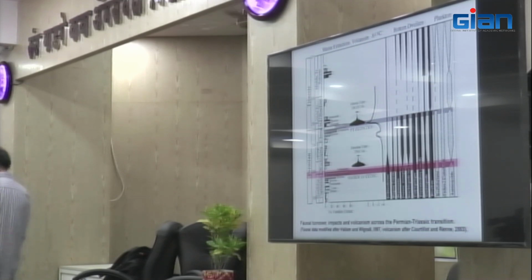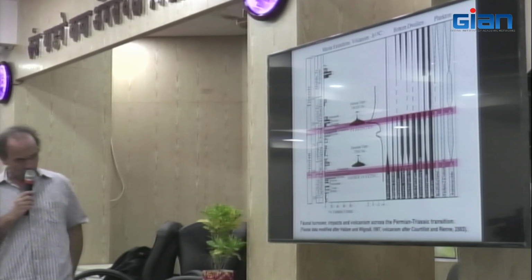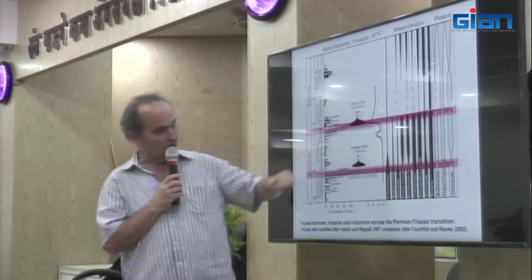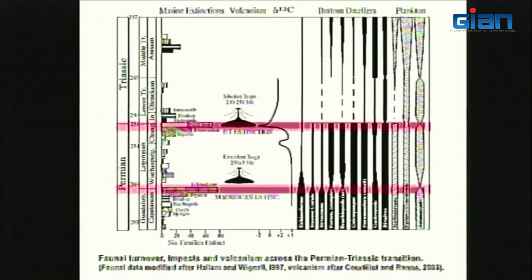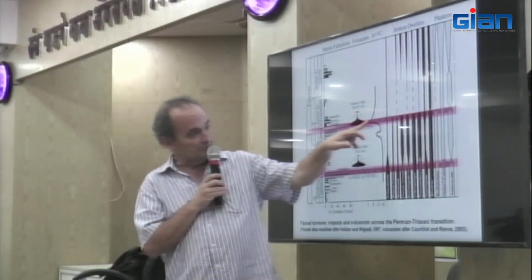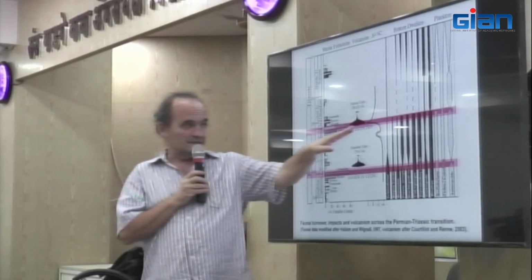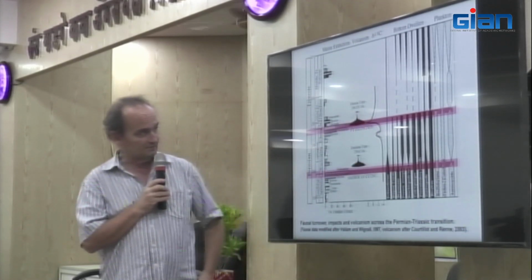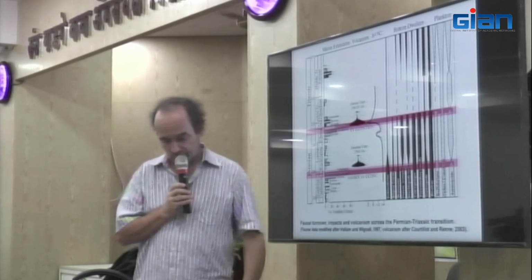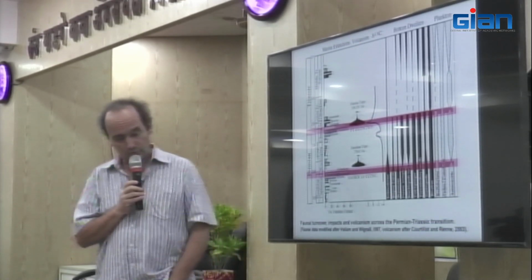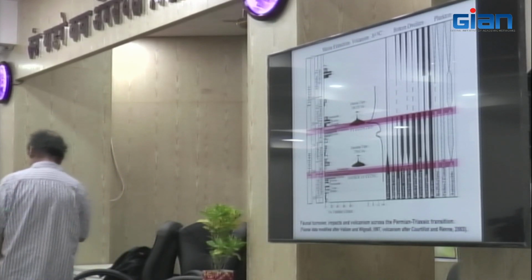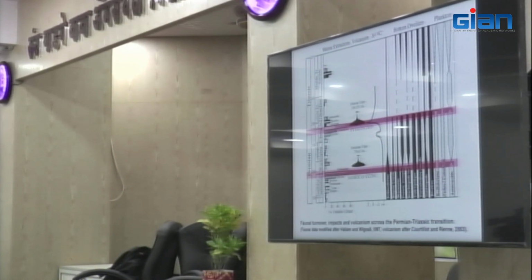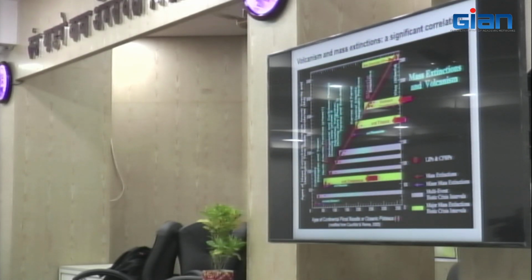This is not very sure, but we have some more evidence that the Siberian traps were really coinciding with the massive extinction of the Permian Triassic, where you have the maximum of extinction corresponding to this minimum in delta C13. And this minimum, to me at least, is probably linked to the Siberian traps activity, which coincides very, very nicely with this huge mass extinction event.